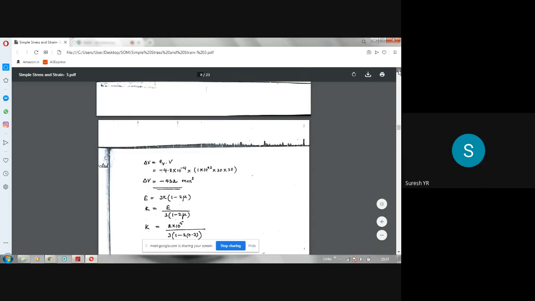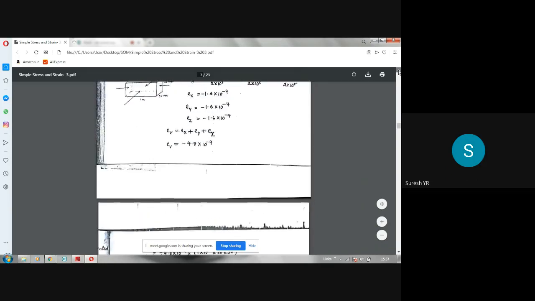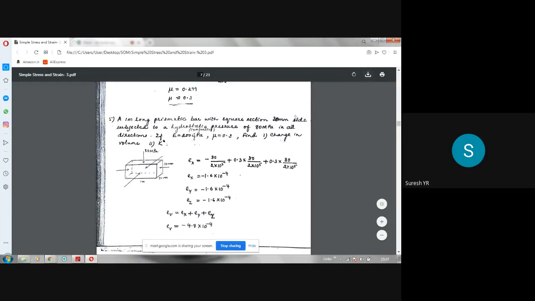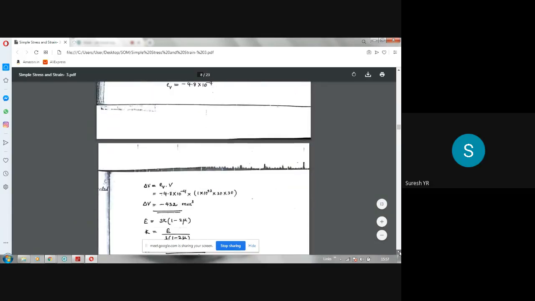Okay. This problem, you understood? This I explained, you know. This one, problem number 5. Generalized Hooke's law has been applied on this prismatic bar. Strains are equal. So then we have found out the volumetric strain and change in volume. Then after this, we have to get the elastic constants. That's what is asked. So K value he has asked.